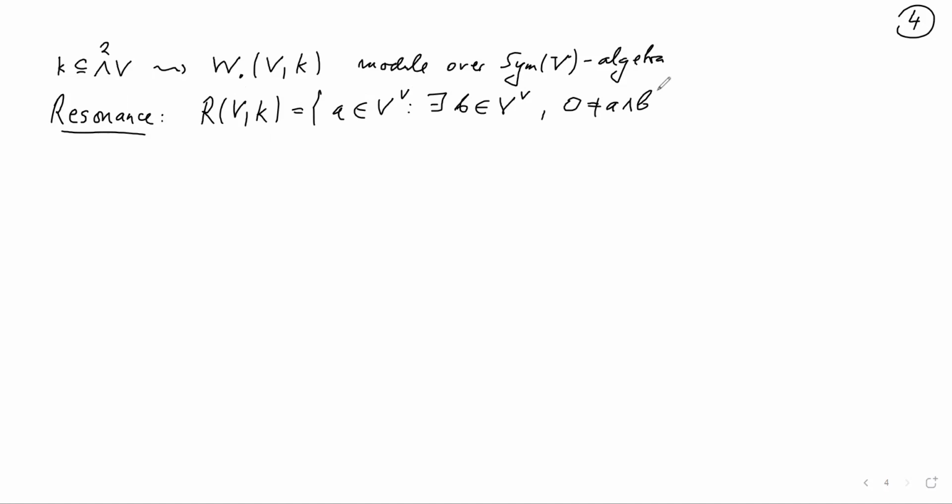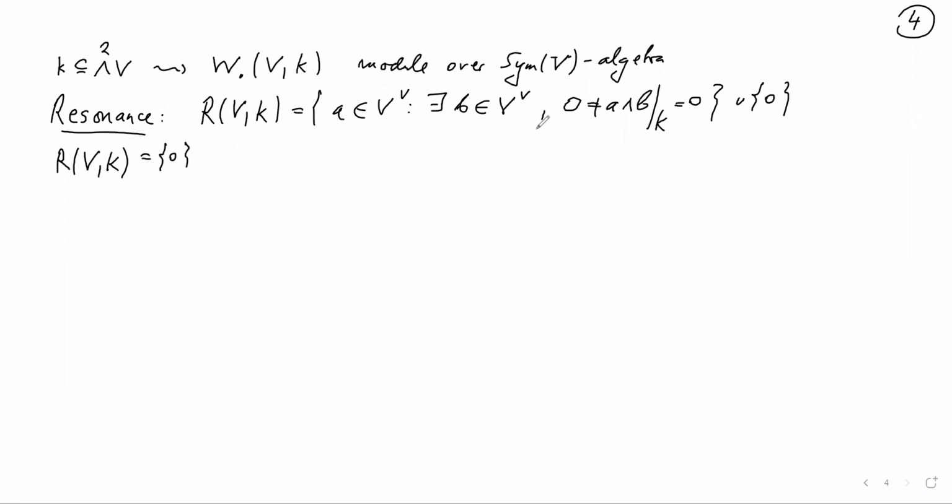So this lying in K perp means that as a linear form it should vanish on K. Okay, and I add to it 0. So this is a subspace of V dual. This is the resonance. And so what does it mean that the resonance is 0? This is already an interesting question.